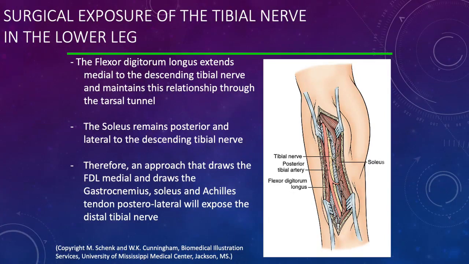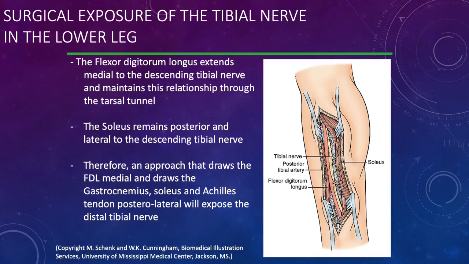Now, for more distal access along the tibial nerve, it's helpful to keep in mind that firstly, it runs with the posterior tibial artery, and this will help you find your way to the distal tibial nerve. Also, keep in mind that the flexor digitorum longus extends medial to the descending tibial nerve and maintains this relationship on through the tendon of the flexor digitorum longus, and as both the distal tendon of the flexor digitorum longus and the distal portions of the tibial nerve traverse the tarsal tunnel in this relationship as well.